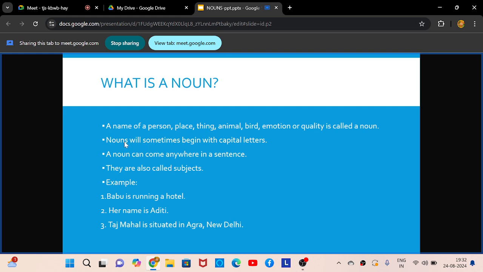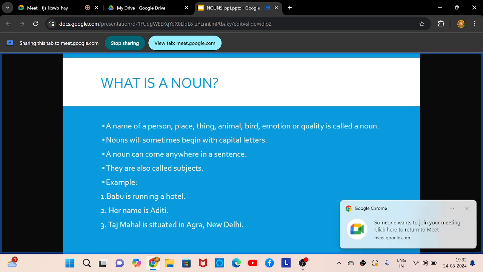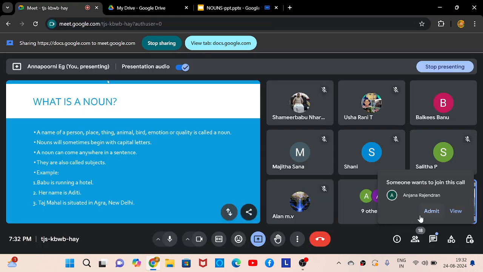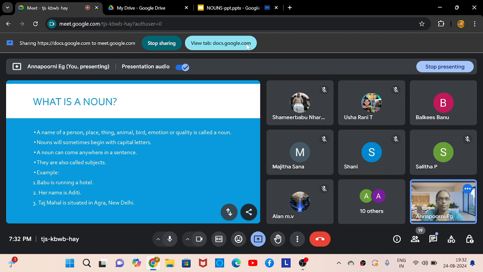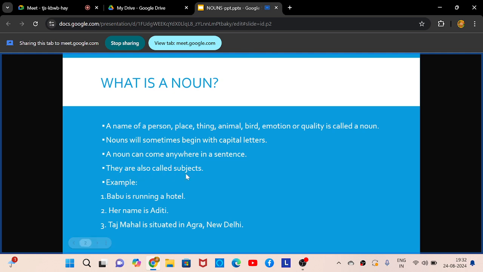Okay. So the basic rule for nouns is that nouns can come anywhere in a sentence, and nouns will sometimes begin with capital letters. If nouns are proper nouns, we will learn the difference between proper nouns and common nouns. If a noun is a proper noun, then it will begin with a capital letter. Whatever type of noun it is, it can come anywhere in a sentence. And if a noun comes in the beginning of a sentence, then it is called a subject. So they are also called subjects.